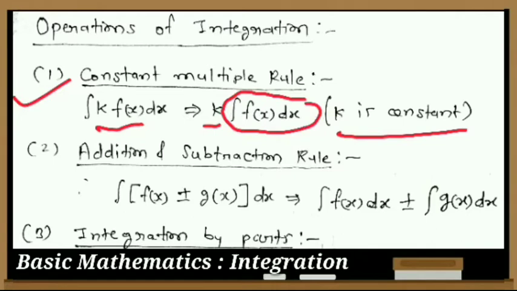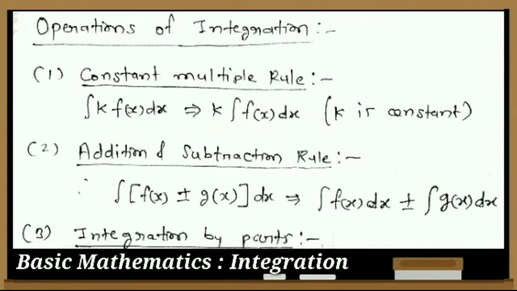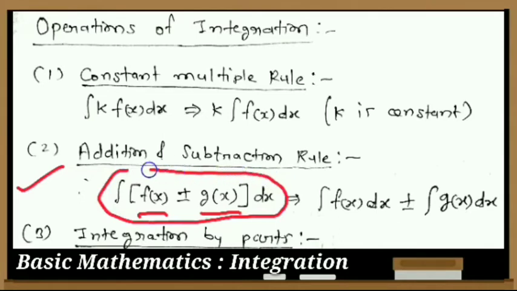Now let's move to the second rule, that is the addition and subtraction rule. As you can see here there are two functions, the first one is f(x) and the second one is g(x). Both functions are added to each other by a plus sign and subtracted from each other by a minus sign, to integrate this whole term with respect to dx. When you add them, you apply a plus sign. When you subtract them, you apply a minus sign. It's a simple thing. We separate both functions and integrate them.